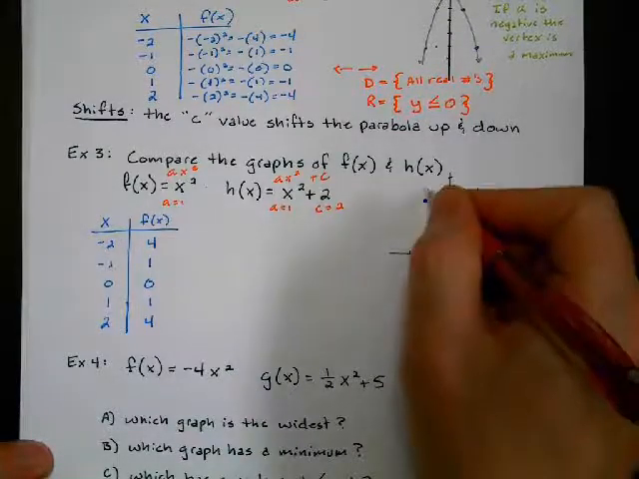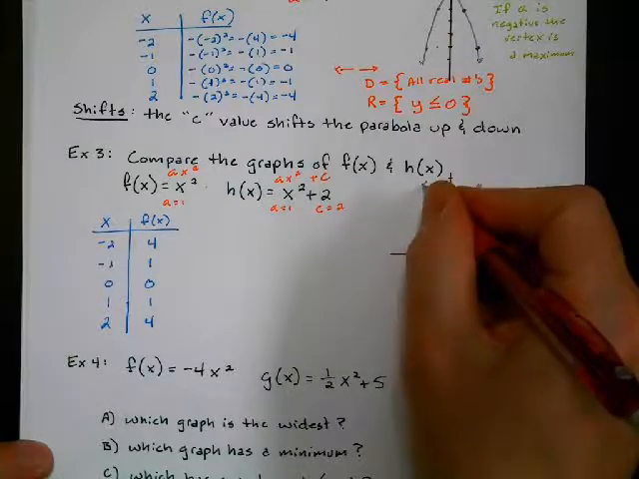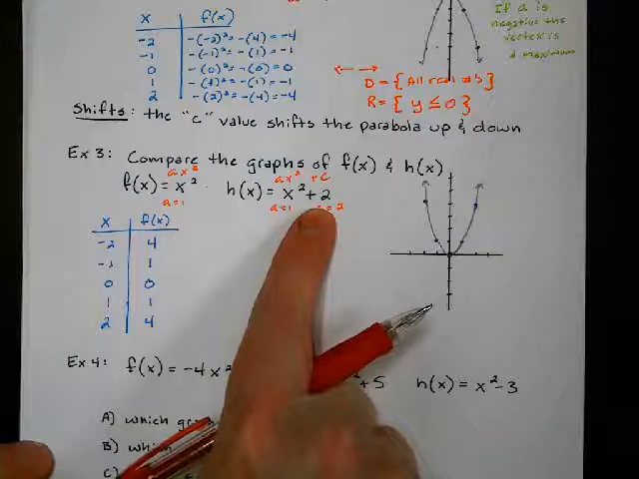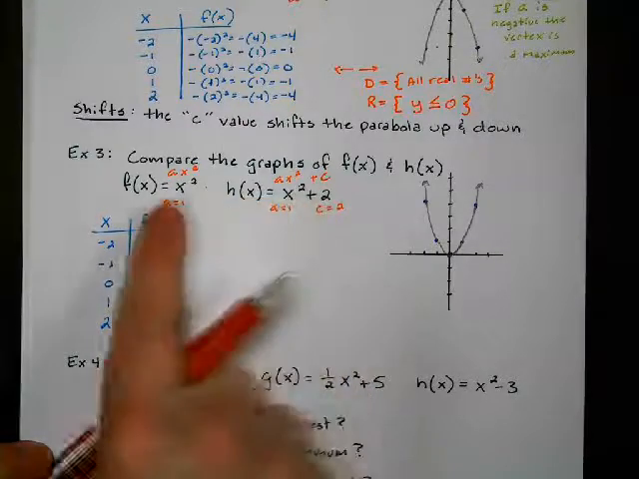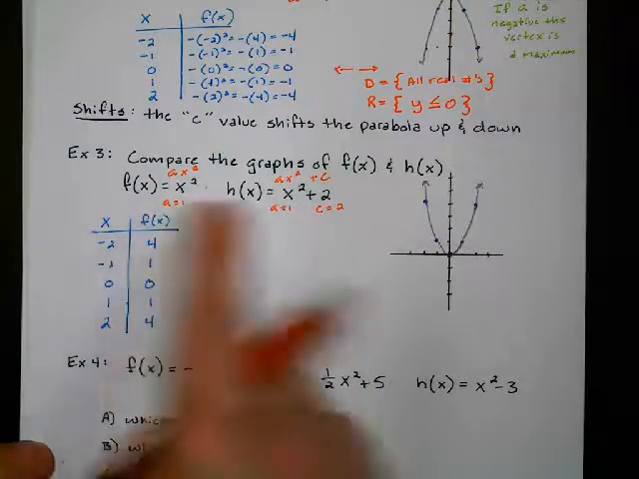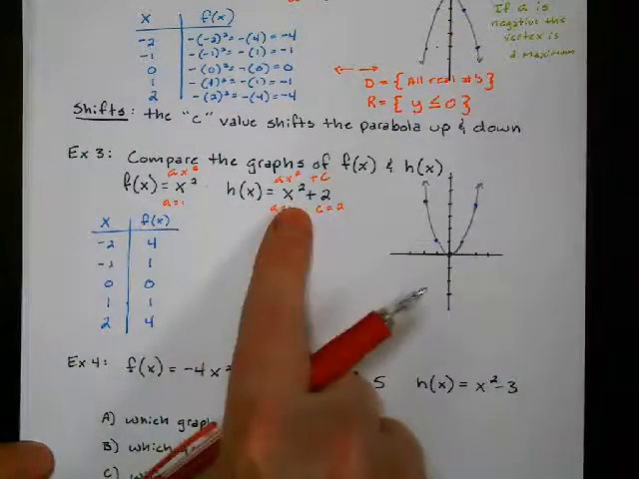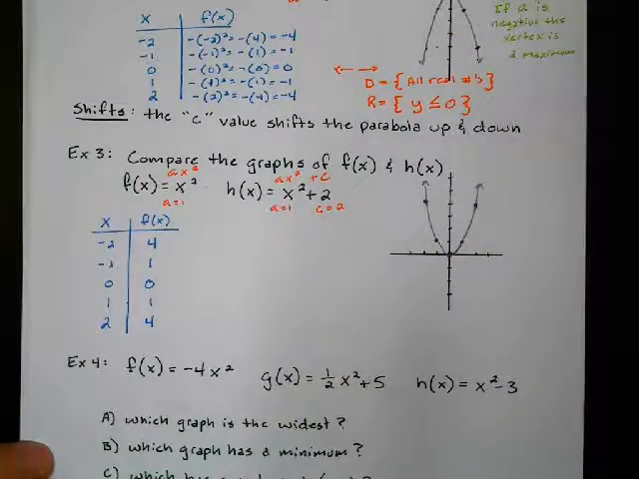All right, so this is a shift up of 2. So what should I expect? I should expect that these two functions should be the same, except h of x is going to be moved up 2 units. So everything should move up 2 units. Let's see if that actually happens. So I'll do x and h of x.